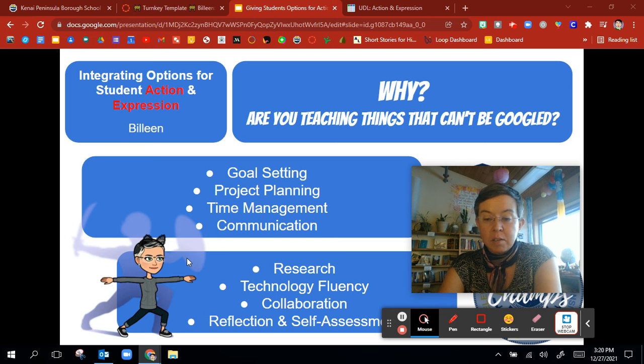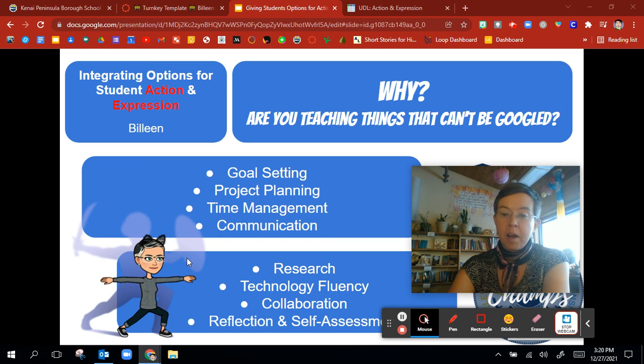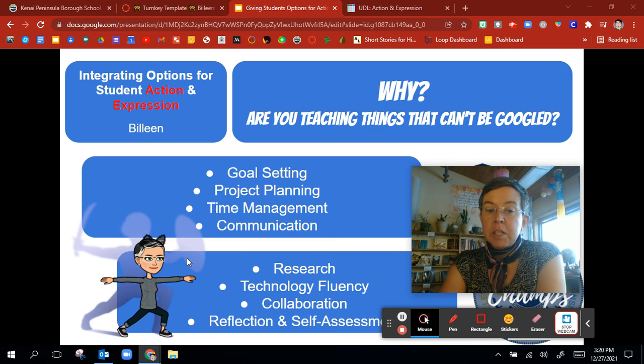I mean, this is a string of philosophy going back to Dewey, is that we should be teaching kids goal setting, project map planning, time management, communication skills, research, technology fluency, collaboration, reflection, and self-assessment. I mean, these are the skills that students really need, and they're the portable skills that kids can take out of a classroom and apply to any setting that they're in.